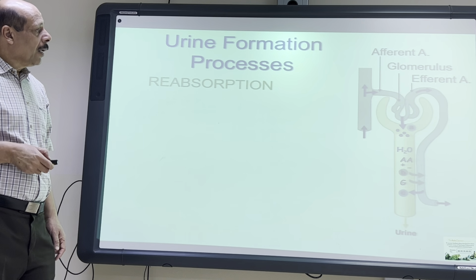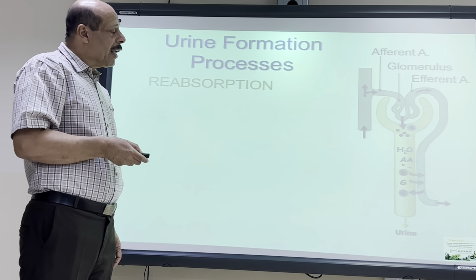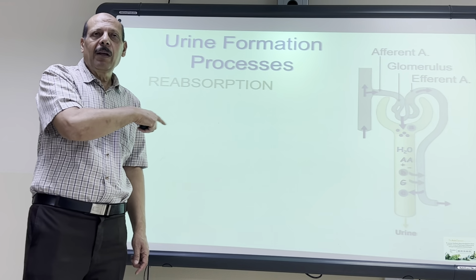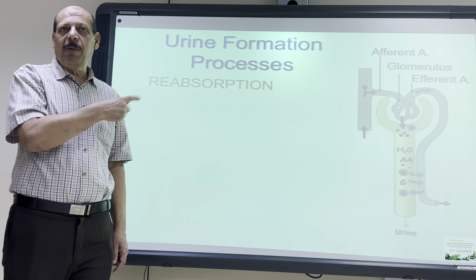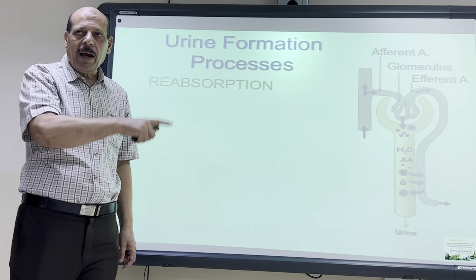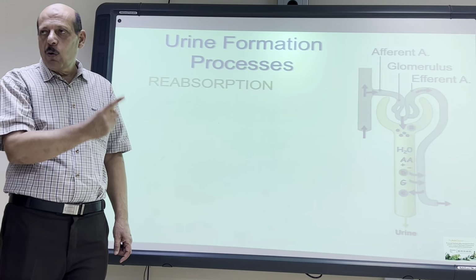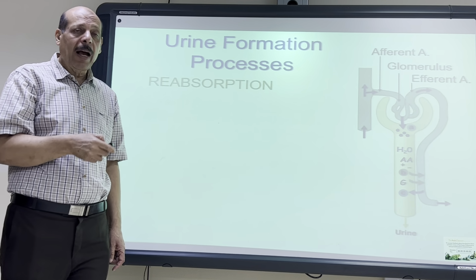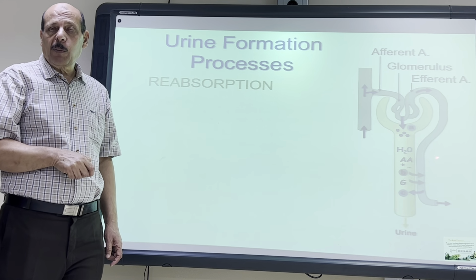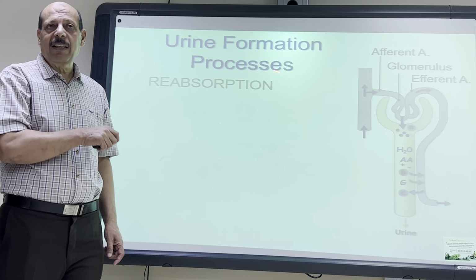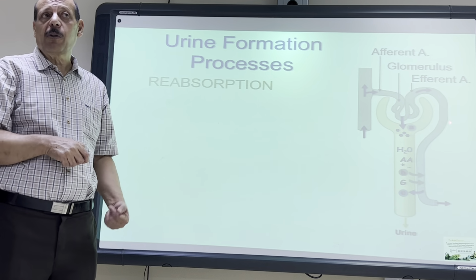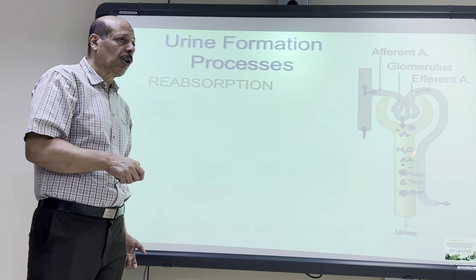So here there will be reabsorption. We said, if you remember, when we showed you the blood supply in the kidney and in the nephron, how the venules are going around the proximal convoluted tubule, loop of Henle and the distal convoluted tubules, we said that this is for a purpose. The purpose of that is reabsorption.